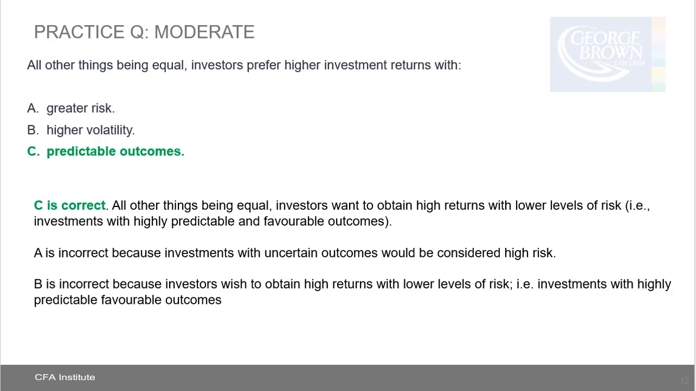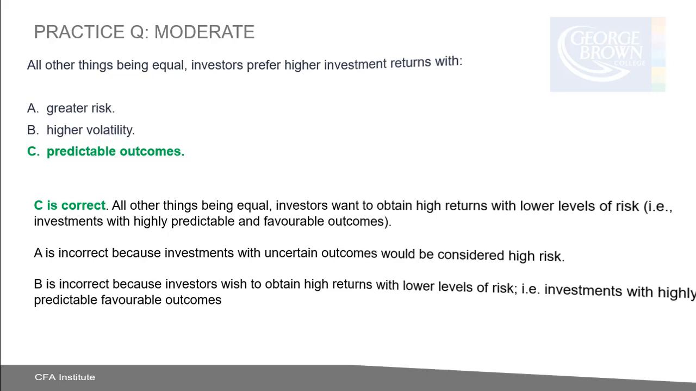So it says A is incorrect because investments with uncertain outcomes, again, that was the definition of risk. It's not only volatility, it's the uncertainty that comes with the volatility. You might have to sell an asset at a lower price than you may want to. If you had to do that, that's considered high risk. Okay, and B is incorrect because investors want to obtain high returns with lower levels of risk, i.e. investments with highly predictable, favorable outcomes.